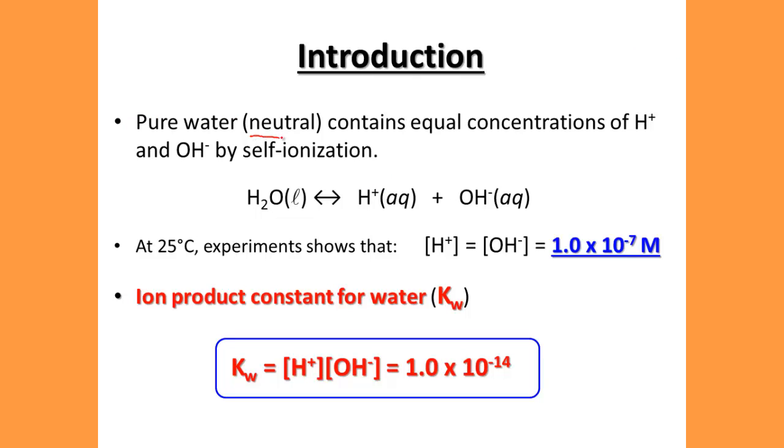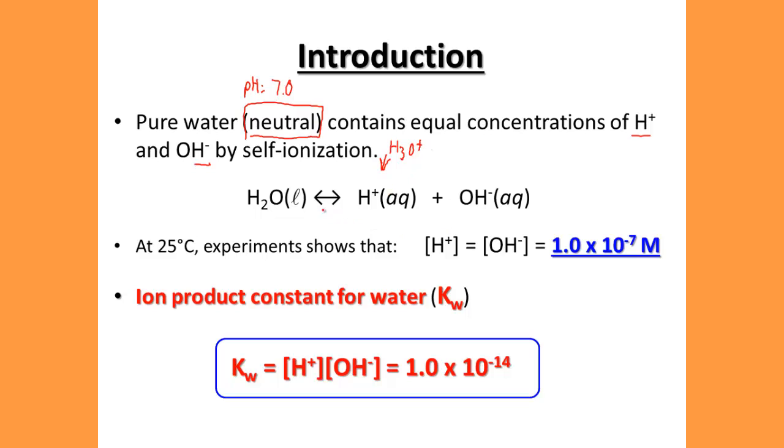First off, pure water is neutral. The pH is going to be 7 on the pH scale. It's going to contain equal amounts of hydrogen ions and hydroxide ions. As it self-ionizes, water as a liquid is going to break apart into hydrogen ions and hydroxide ions in aqueous solution. And remember, H+ is the same as H3O+. It's technically the same thing, the hydrogen and hydronium ion.